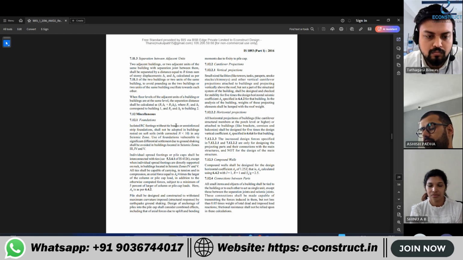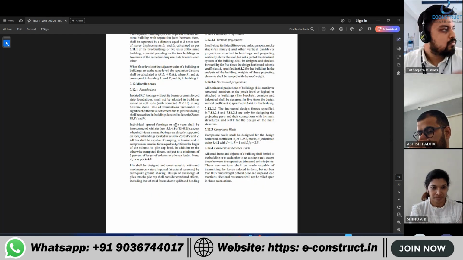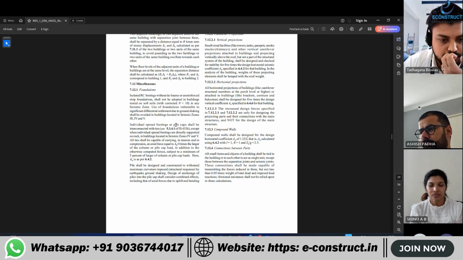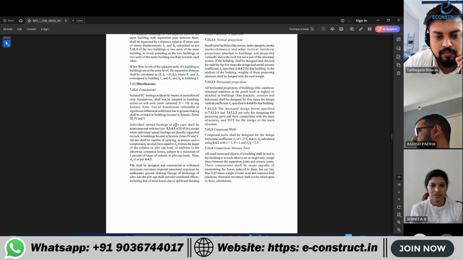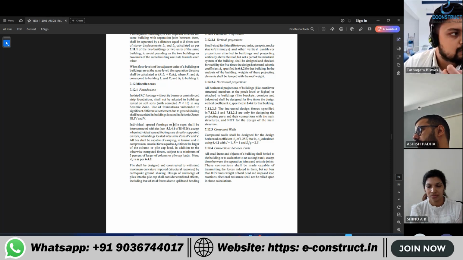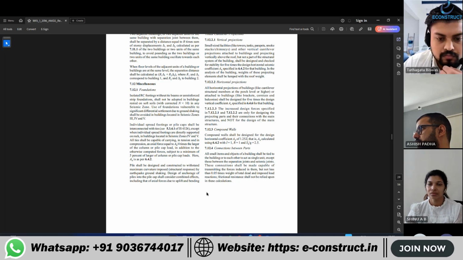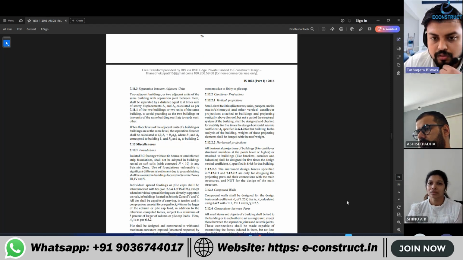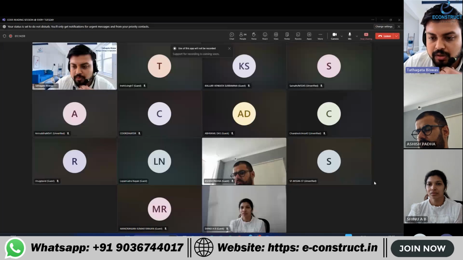Piles shall be designed and constructed to withstand maximum curvature imposed by structural response and earthquake ground shaking. Design of anchorage of piles into the pile cap shall consider combined effects, including that of axial forces due to uplift and bending moments due to fixity to pile caps. Okay, 7.11. So that can be read by somebody, Renu, I think.